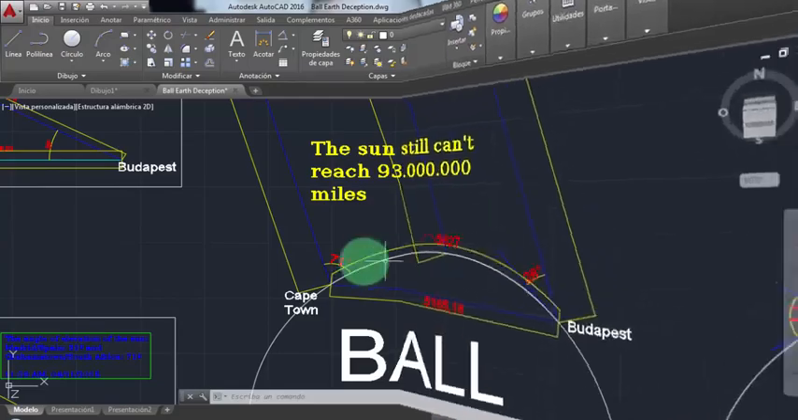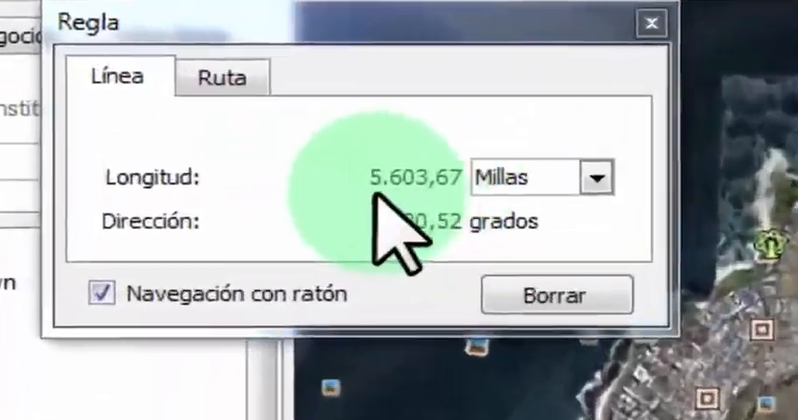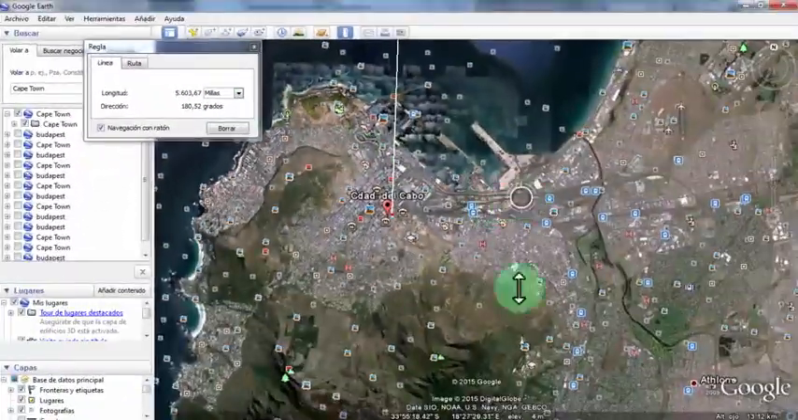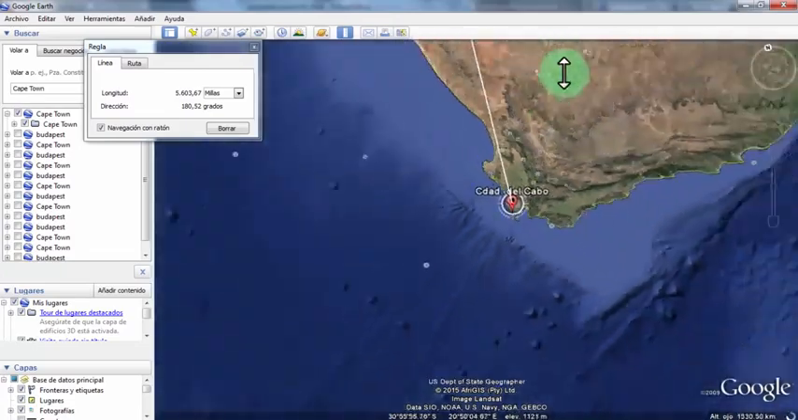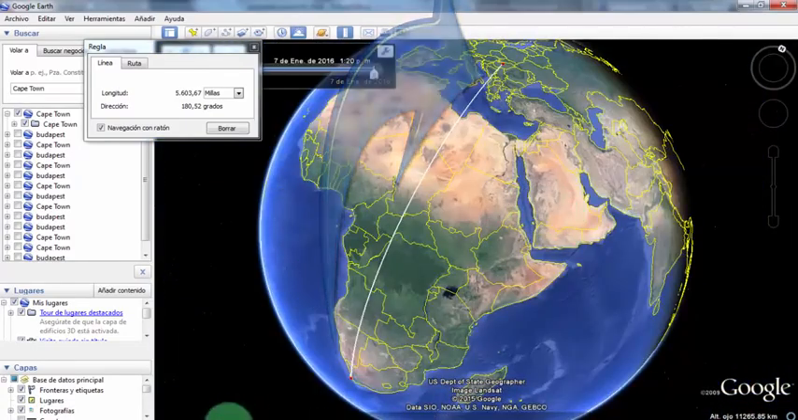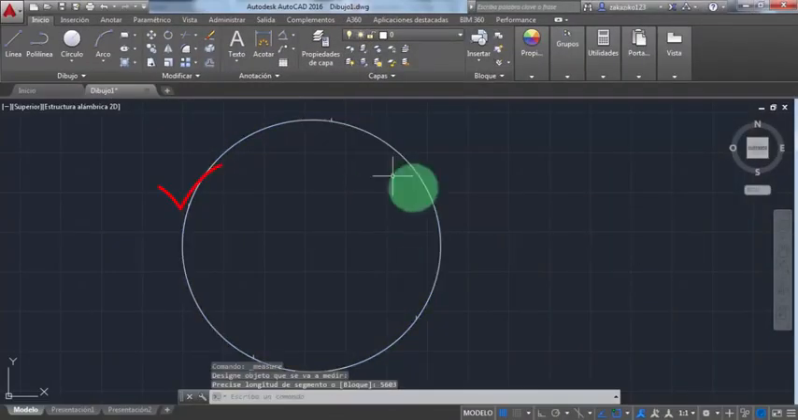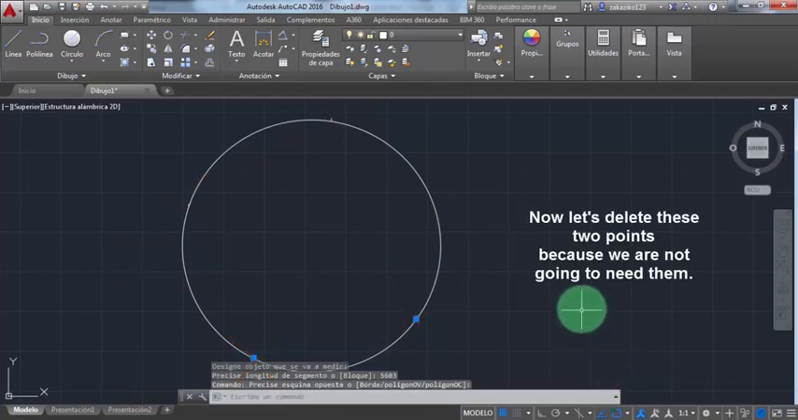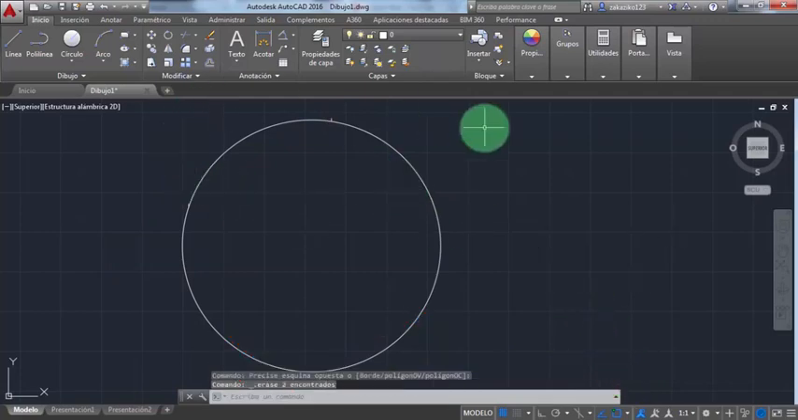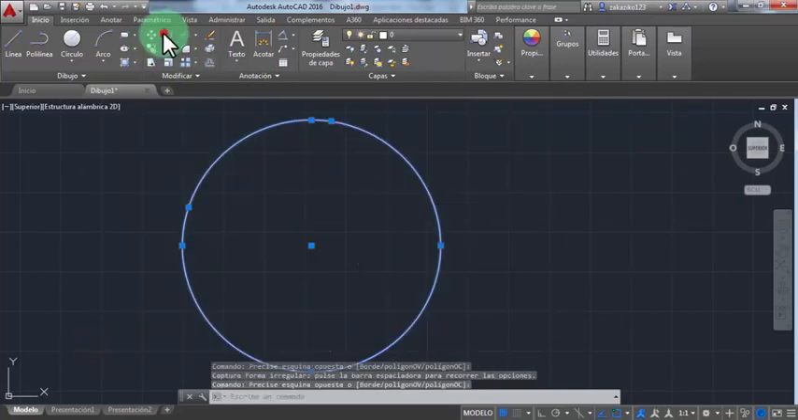Now let's go back to see the distance in Google Earth. So as you can see, the distance is 5,603 miles from Budapest to Cape Town. That is a good distance to do the math. Now let's go back to AutoCAD. Let's divide the circle to get the distance we are looking for, which is 5,603 miles. Now let's delete these 2 points because we are not going to need them. Let's rotate the circle to get a better view.